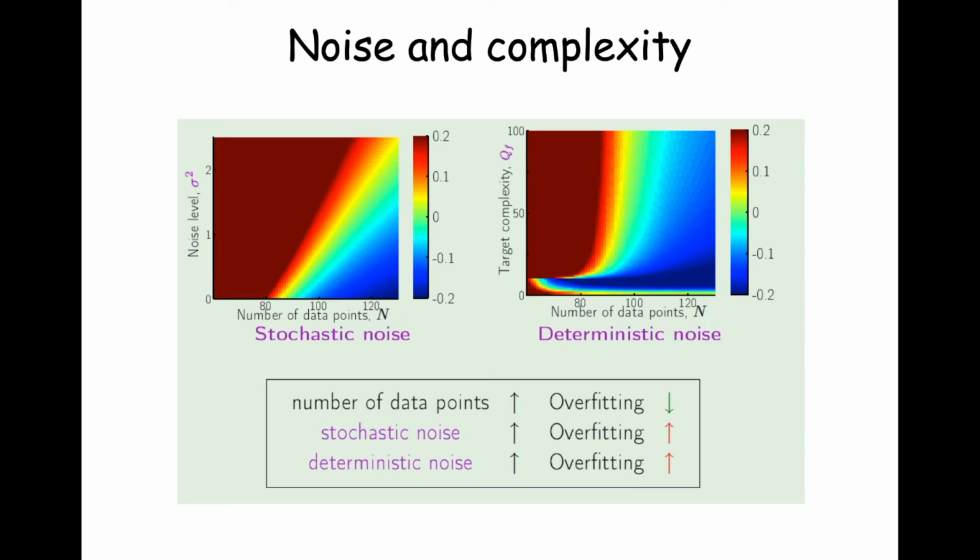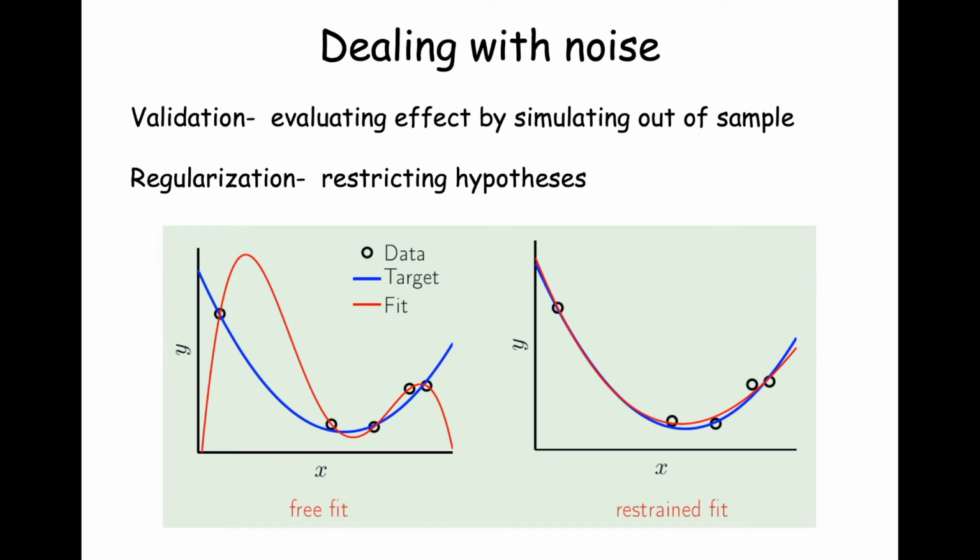When we last met, we talked about stochastic noise and deterministic noise, and we said that the overfitting behavior of either was the same. But the good news is that as you increase your data set size, the number of in-sample points, overfitting from stochastic noise and deterministic noise goes down. But as stochastic noise and deterministic noise both increase for a given number of data points, your overfitting increases. And so we talked about how you deal with noise, and this idea of restricting your hypothesis, a so-called restrained fit. So regularization is the focus primarily for today's module.